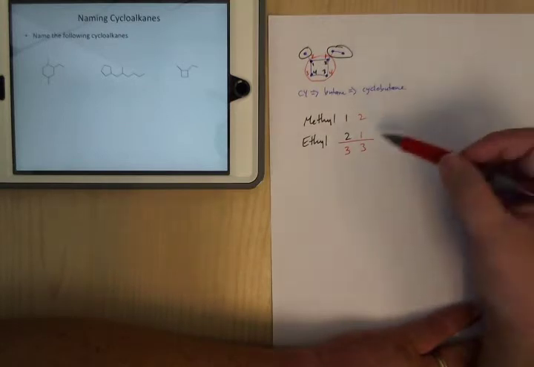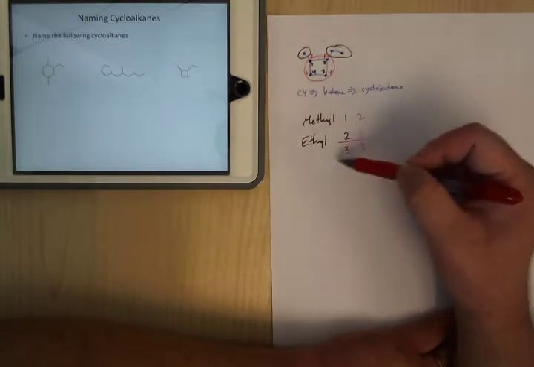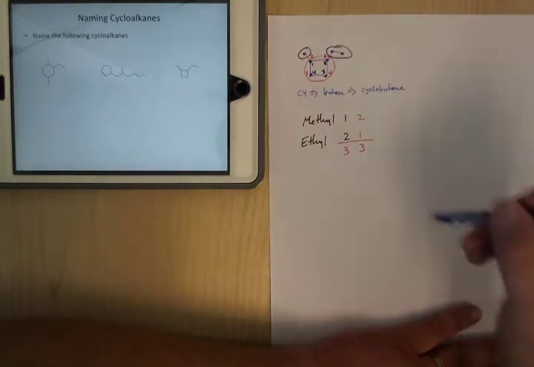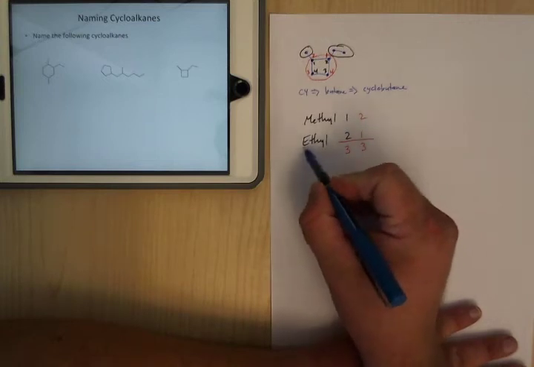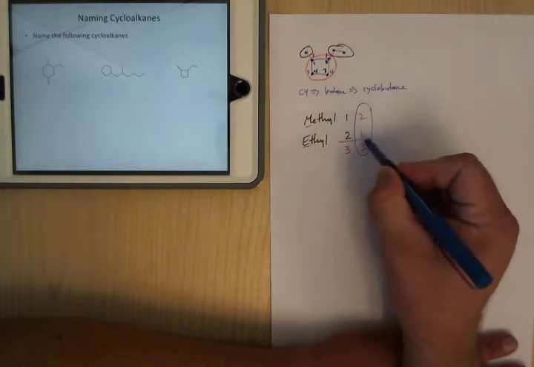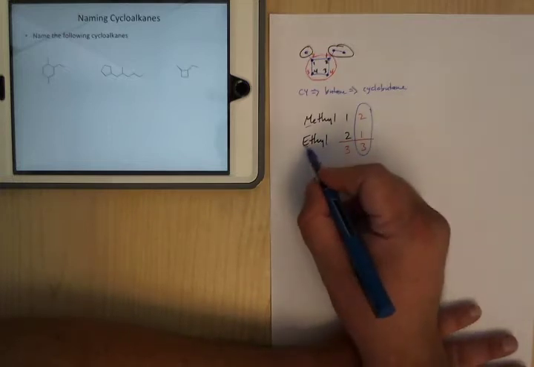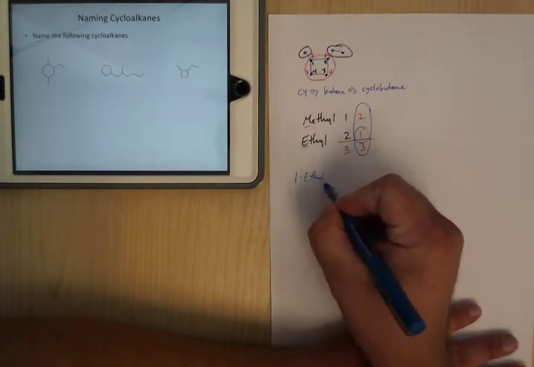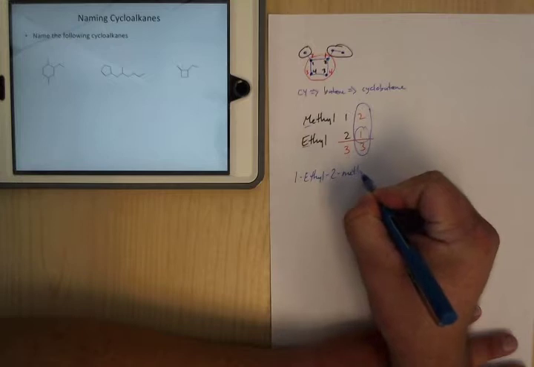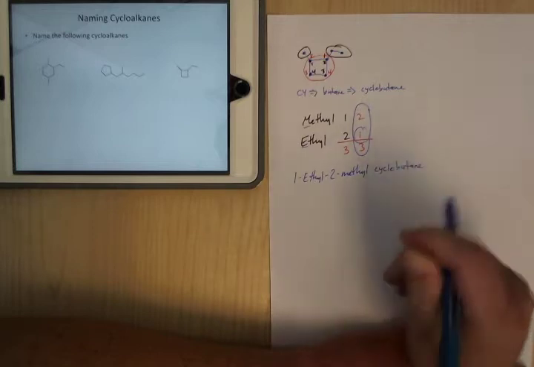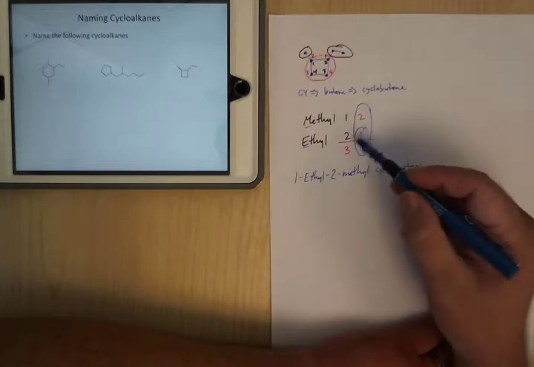And there's no other way that we can name this. You could do other namings, but these are going to be the two lowest ones, and we can't figure out another way to do this. So to break the tie, you ask which one's first alphabetically, ethyl or methyl? It's ethyl, so this one gets the number 1. Because this is first alphabetically, it gets the 1. So it becomes 1-ethyl, 2-methyl, cyclobutane. There we go.